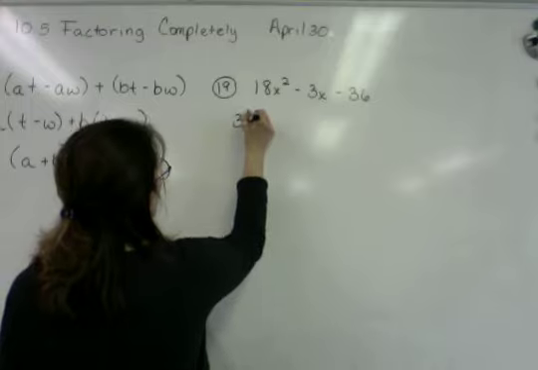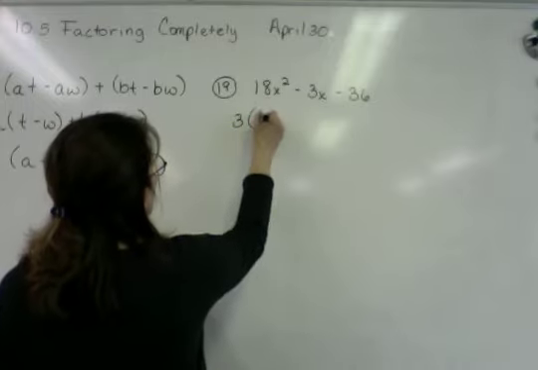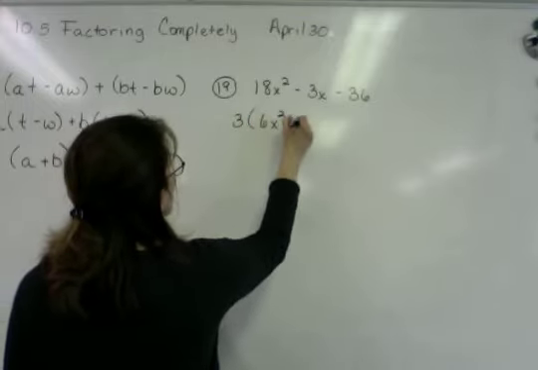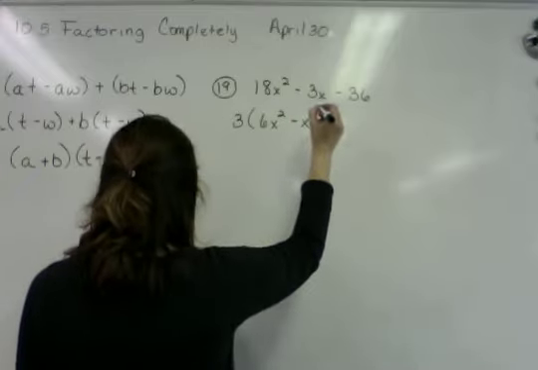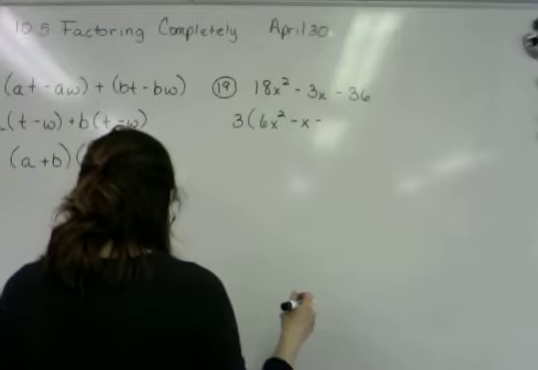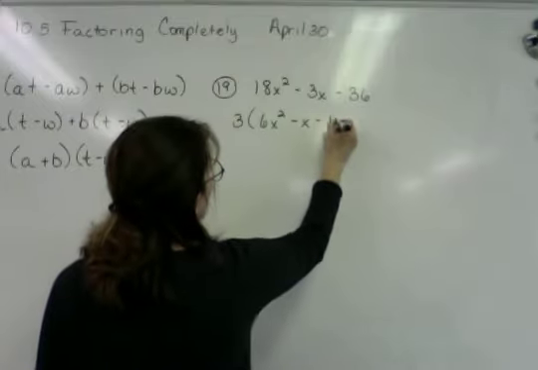So I'm going to factor out the 3. That's going to become 6x squared. This will simply become negative x. And this very last one is going to end up becoming a 12.